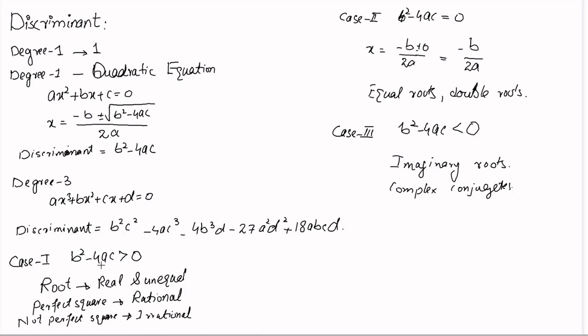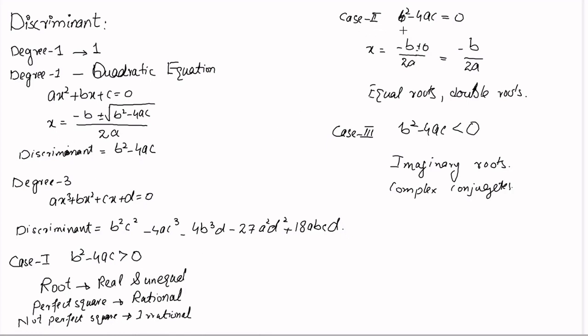In a quadratic equation, the discriminant b square minus 4ac, which is the term under the square root, if this value is greater than 0, then the roots will be real and unequal. And if this value is greater than 0 and is also a perfect square, then the square root will result in a whole number, so the roots will be rational. If it is not a perfect square, then the roots will be irrational.